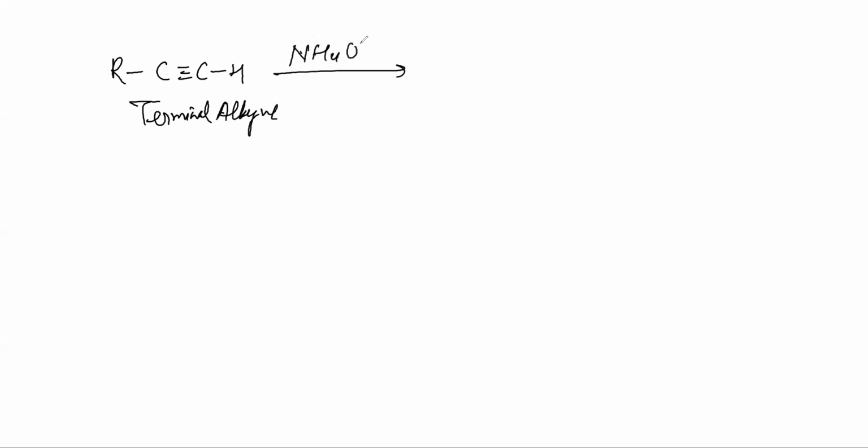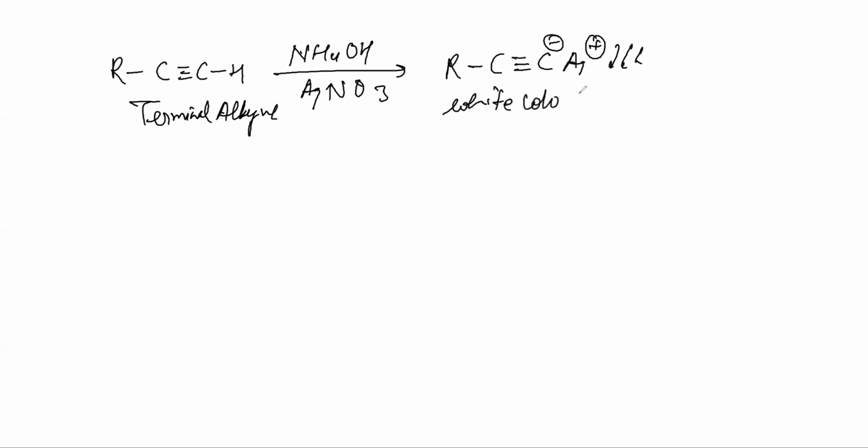Now, if you have any alkyne like this, we call it terminal alkyne. What it does, when you treat it with Tollens reagent, it gives you a white color precipitate. Very, very important.